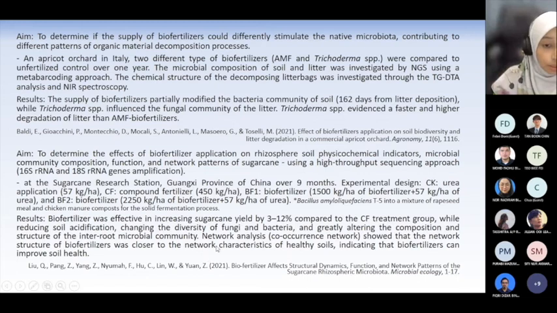Another interesting result mentioned is that based on network analysis, the network structure of biofertilizers was closer to the network characteristics of healthy soils, indicating that biofertilizers can improve soil health. So now people are trying to look at the healthy composition of microbiota in soil, so that we can mimic that kind of composition to other conditions or environments in order to improve the soil health of other areas, something like that. Okay.